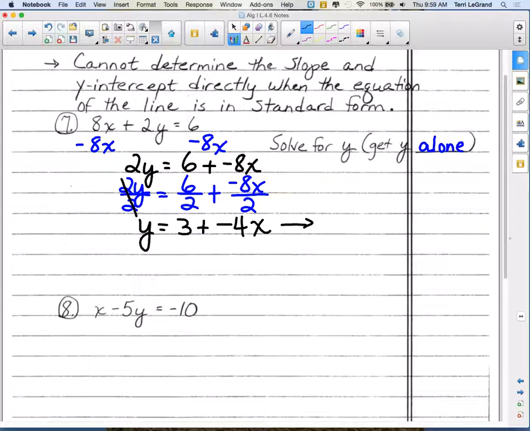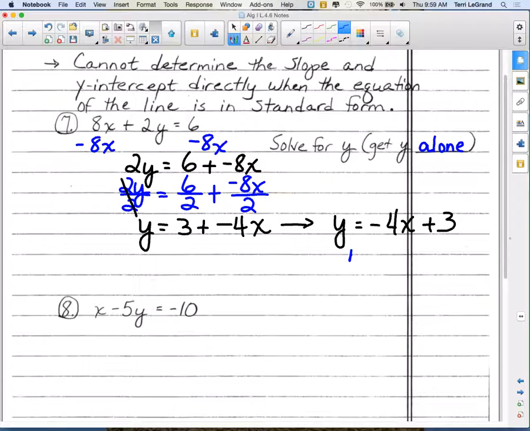Lindsay? Y equals negative 4x plus 3. Yeah, that's what they would do with this one. They would make it negative 4x plus 3. Which then now helps us be able to identify the slope and the y-intercept. We couldn't do it when it was in standard form, but now we can.